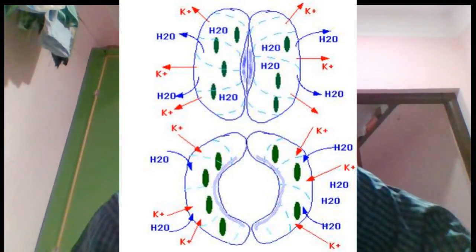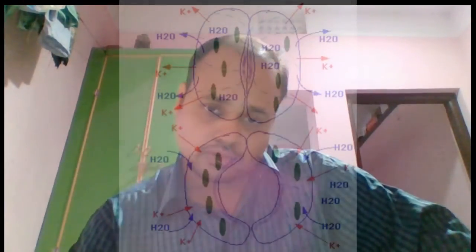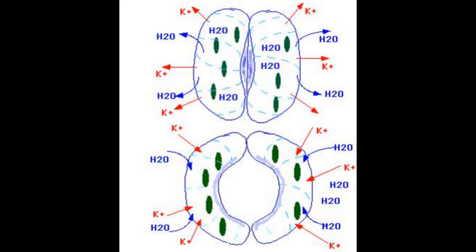Once again, I will tell that potassium ion goes out in the daytime. Potassium ion goes out from the guard cell to the outside, to the subsidiary cells, or you can say epidermal cells. In exchange, potassium ions get inserted into the guard cell. What happens due to the increase in potassium ion?